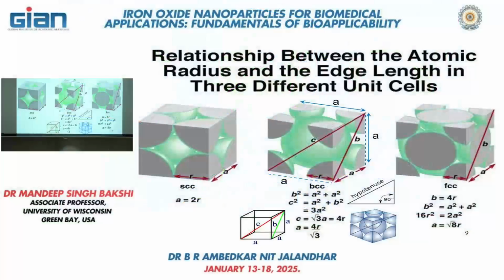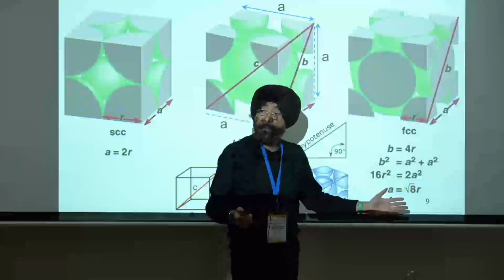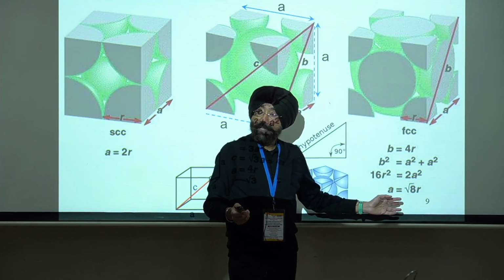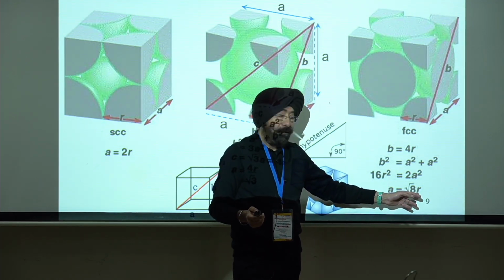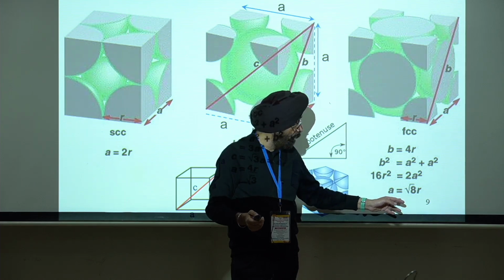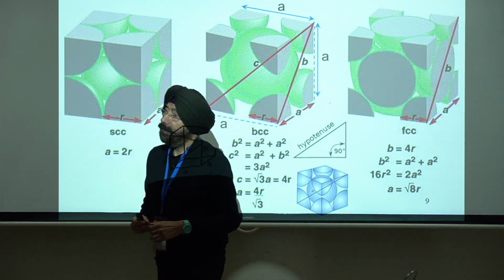You can perform the simple calculation. Mathematically, that's not a big deal. For the gold atom, you can see what the edge length should be for the gold nanoparticle FCC structure. So you'll be putting the radius of the gold atom over here, and you will be able to calculate the edge length.